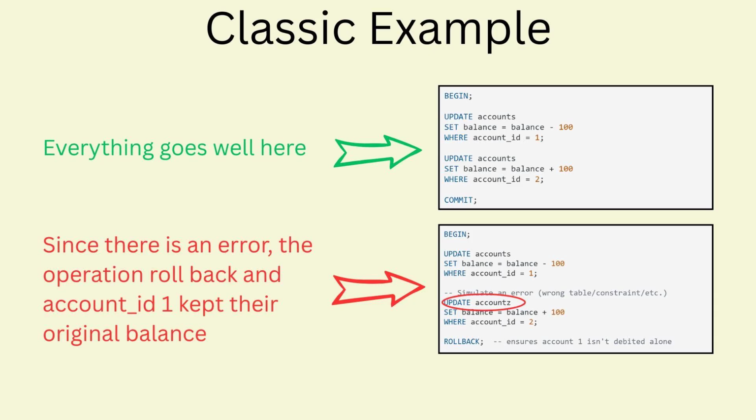As a classic example, let's imagine a money transfer across different customers in the same bank institution. This operation can be as simple as updating two rows in the same table, as shown in the first query. However, if a problem happens, the whole operation is rolled back to the original state. Without a transaction, the system can enter in an inconsistent state of having account 1, $100 poorer.